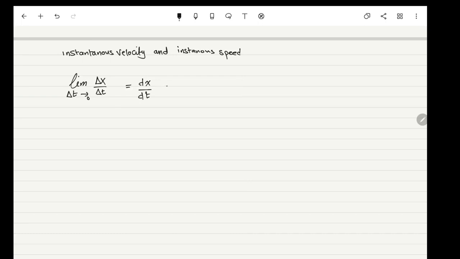But the instantaneous speed is actually the magnitude of the instantaneous velocity. So s here, the instantaneous speed, is equal to the magnitude of v_x.